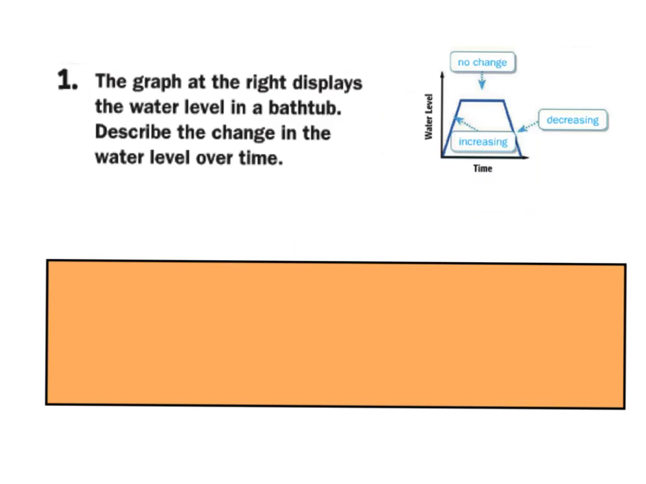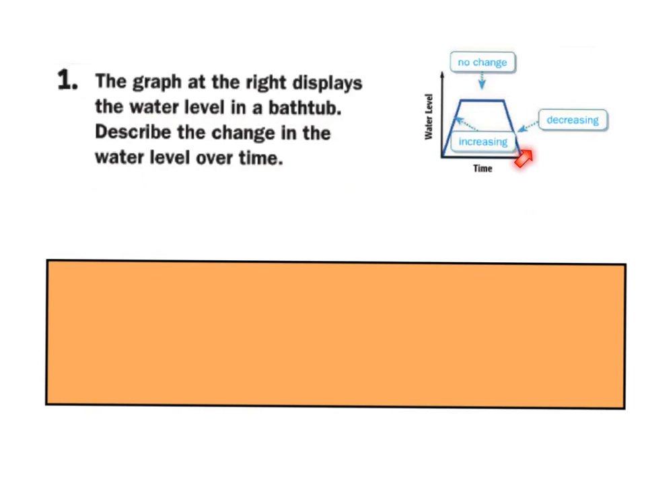This graph shows the water level of a bathtub over time. So one of the things that you're going to be expected to do on your assignment is describe the change. Tell me what is happening. Tell me a story. So this is where writing comes into math. You're telling me a story about what this graph shows. So here we can see that it's increasing, and then it's steady, and then it's decreasing. So what might that tell us?